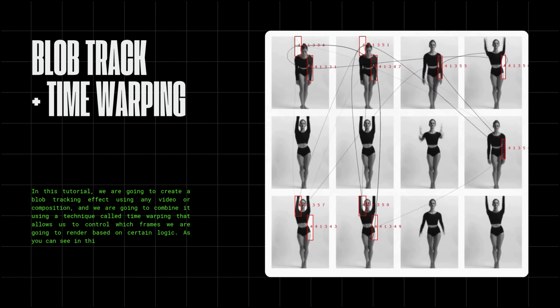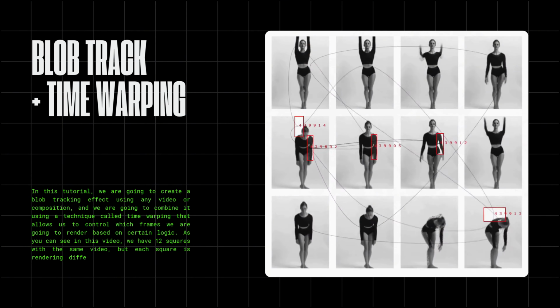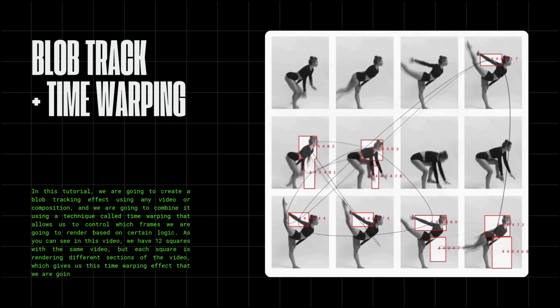As you can see in this video, we have 12 squares with the same video, but each square is rendering different sections of the video, which gives us this time warping effect that we are going to resolve.